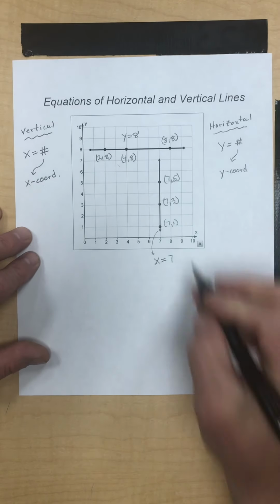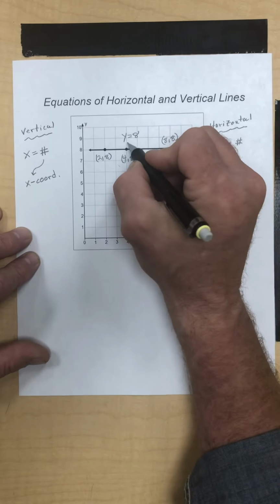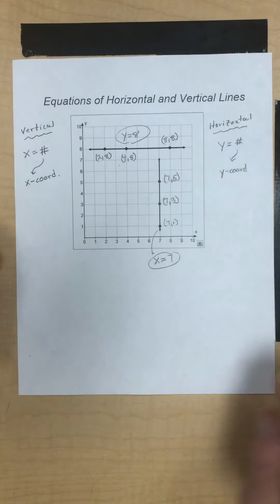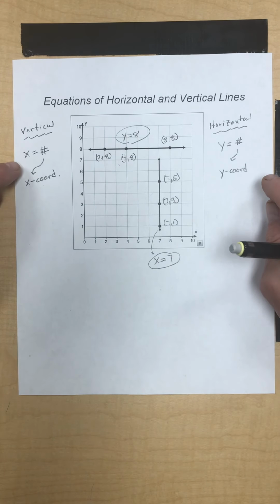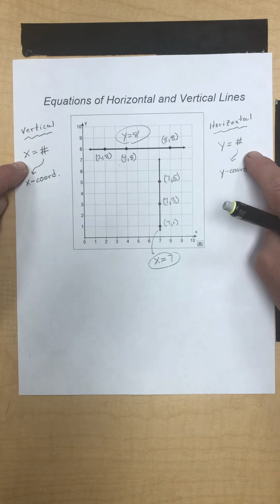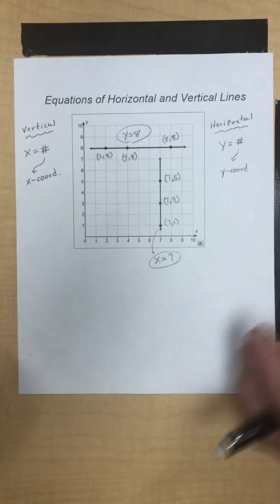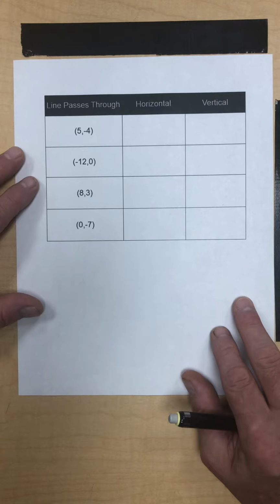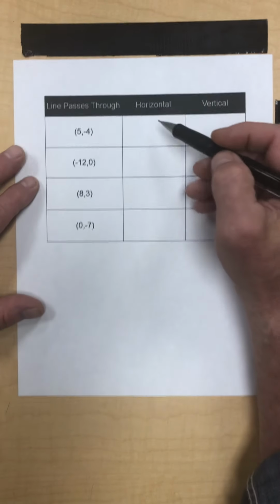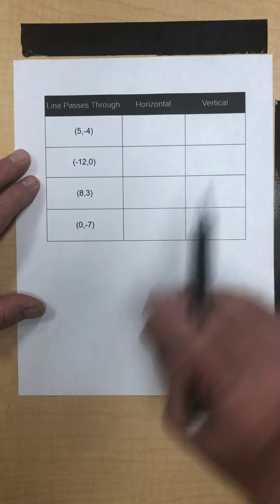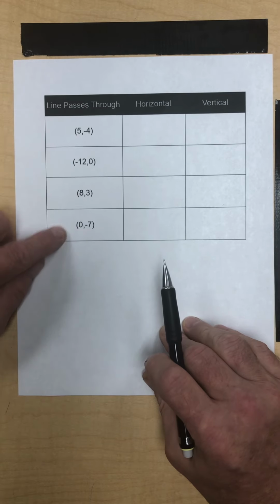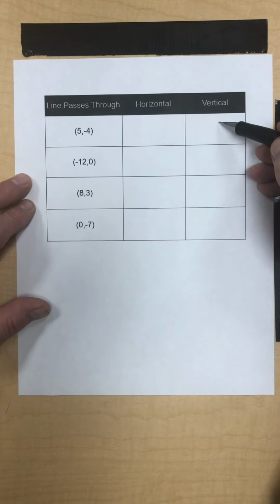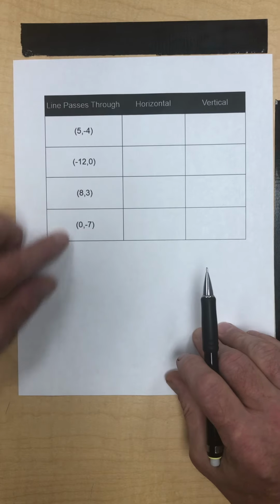It's that simple. Look at how simple horizontal and vertical lines are. Probably the number one thing you have to remember is that x goes with vertical, y goes with horizontal. I get students all the time that get those mixed up, so you've got to keep that straight. And I don't even need a graph. If we take a look in here and ask what's the equation of the horizontal lines that go through these points, and then what's the equation of all the vertical lines that go through these points?